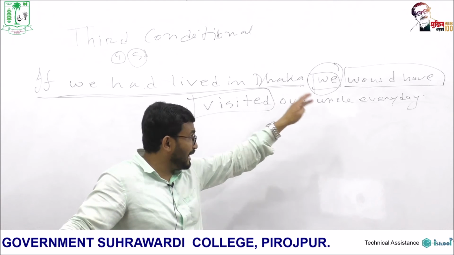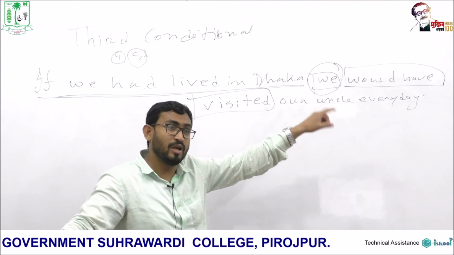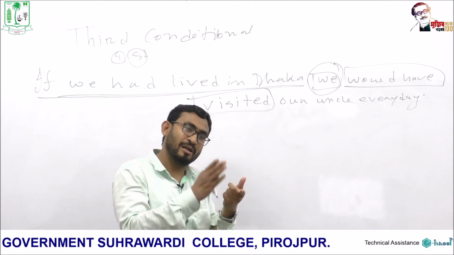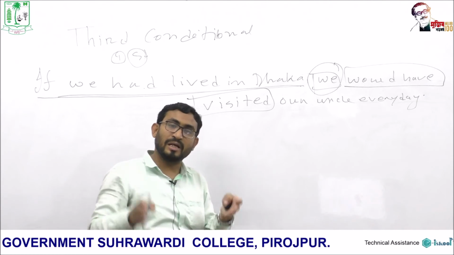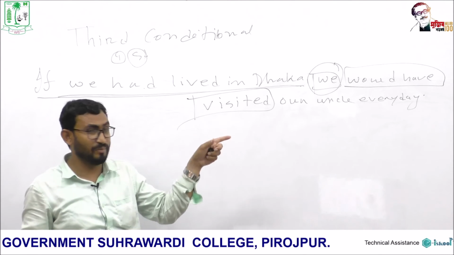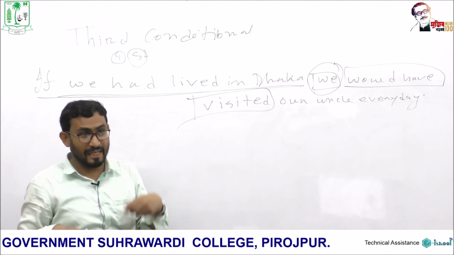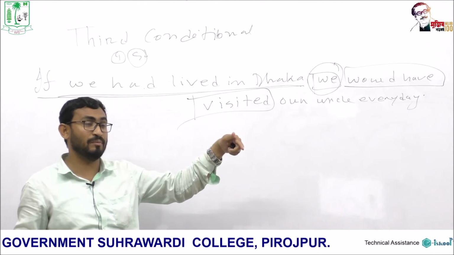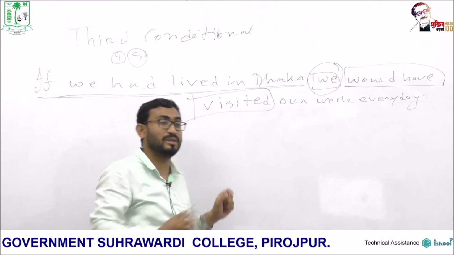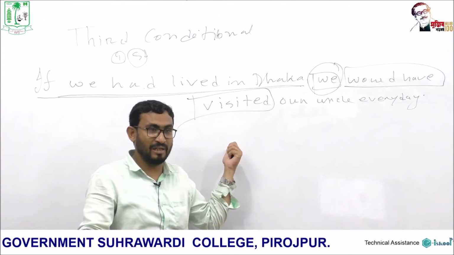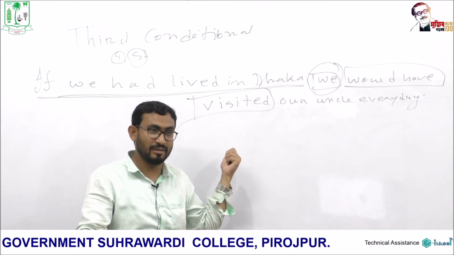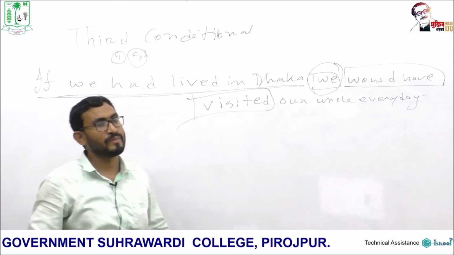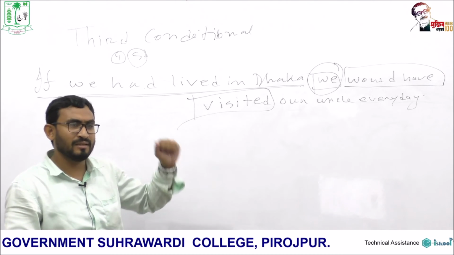Bear in mind, in place of would have you can write could have or might have. In second conditional sentence we write either would or could or might, but in third conditional sentence we use would have, could have or might have. Again, after would or could or might we write the base form, but after would have, could have or might have we write the past participle form of the main verb of the principal clause. So here is the basic difference between second conditional and third conditional.